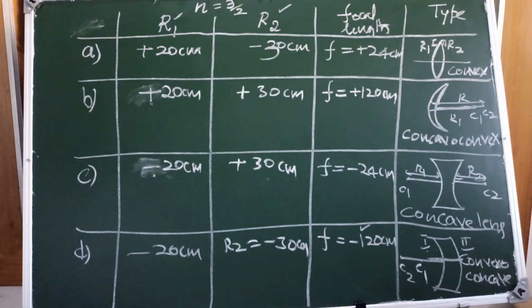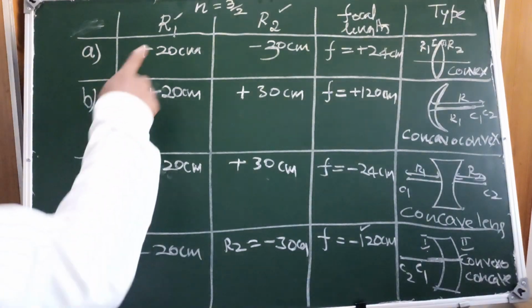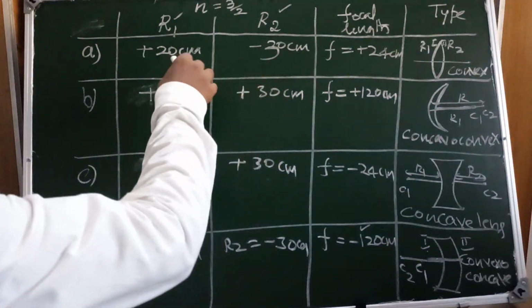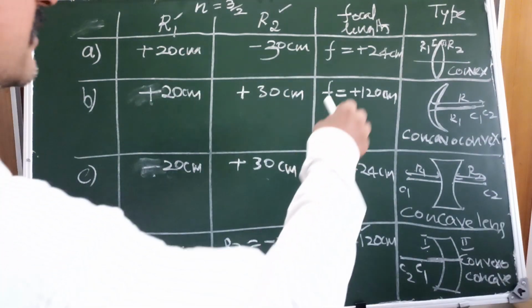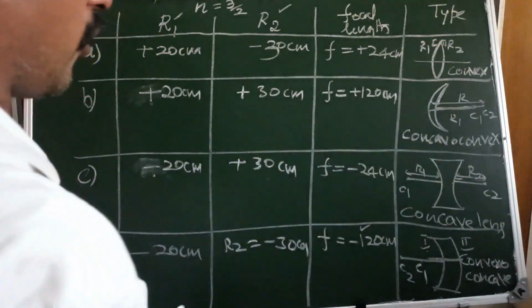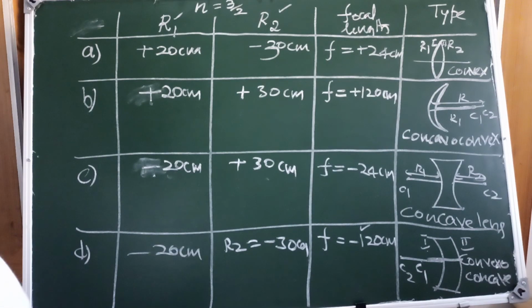So by using these two specifications, R1 equal to 20 centimeter and R2 equal to 30 centimeter, we can manufacture 4 lenses. One lens is completely biconvex. Another is concavo-convex. Next are the concave lens and the convexo-concave lens. Only by varying the signs of the radii of curvature. This is a question which is very important for competitive examinations.